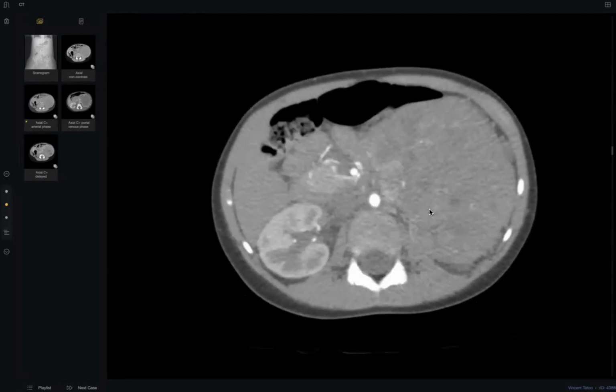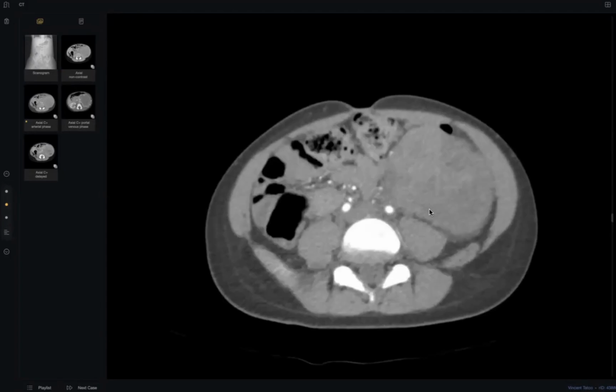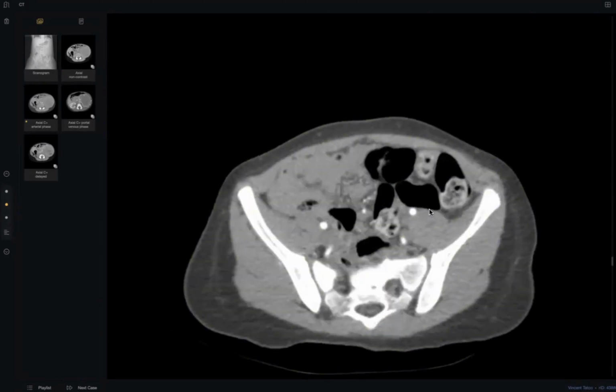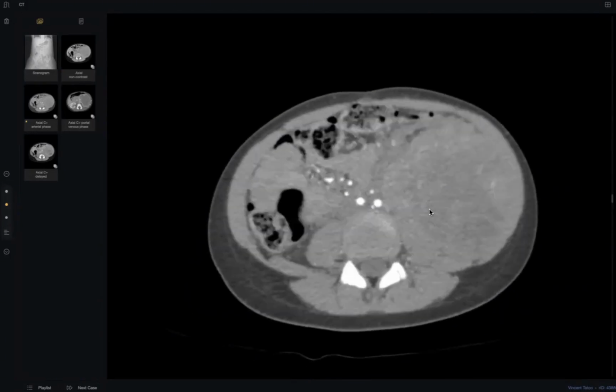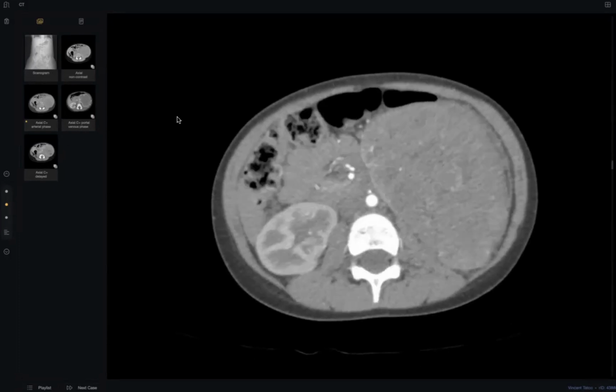It is not crossing the midline. Sir, I want to check the venous phase as well to check for thrombosis or renal vein involvement. Can I check the venous system? Yes. Go on.